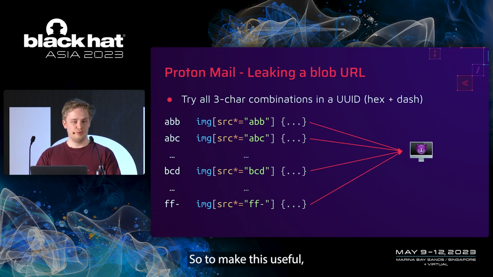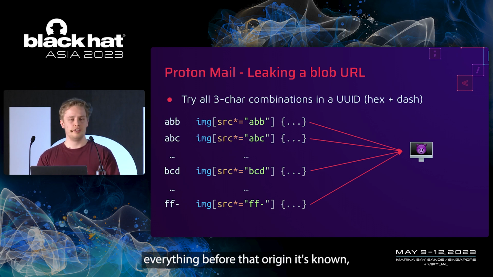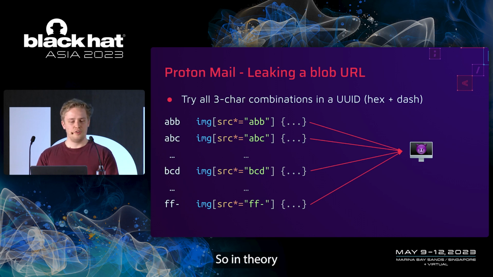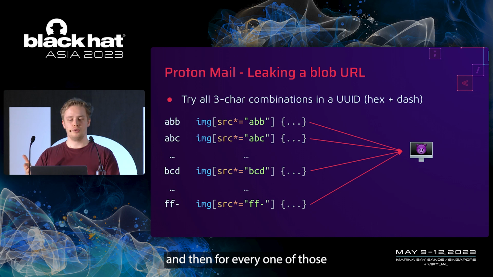So to make this useful, we had to create around 5,000 of those selectors for all the 3-character combinations that could occur in a UUID, because the UUID is the random part of the blob URL. Everything before that, the origin, is known. So we just need to leak this UUID. In theory, we create selectors for all of these, and some of them will match for all the things that are in this particular UUID. And then for every one of those, a request will be sent to the attacker server.